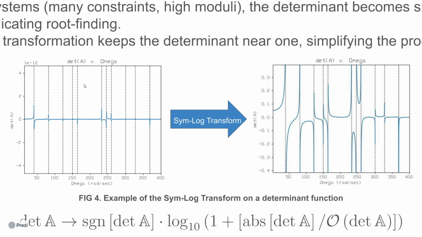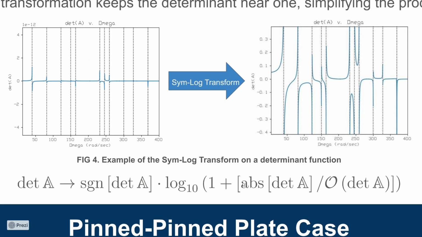On the left here is an example determinant function. Notice that the function itself is almost always on the order of 10 to the negative 12th, or smaller, so it's difficult to find exactly where the zeros are. After taking a sim-log transformation of the function, it looks something like this. It has been stretched about 0, and now the function is closer to the order of 1, and the zeros are much easier for monkey bisection to find. For reference, here's the expression of the sim-log transform.